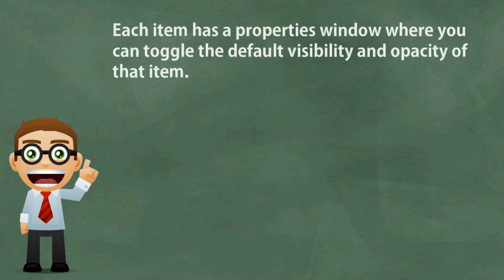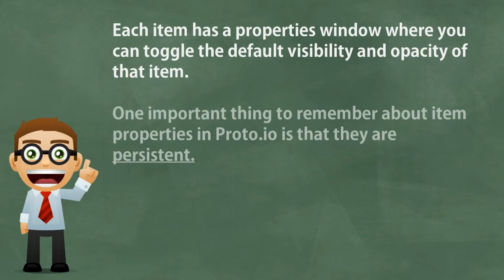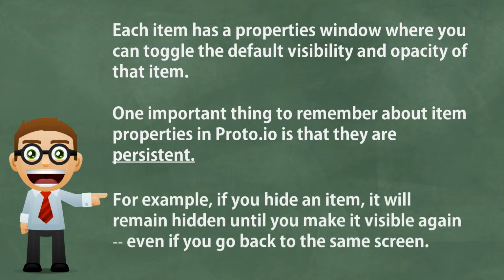It's also worth pointing out that each item has a Properties window where you can toggle the default visibility and opacity of that item. One important thing to remember about item properties in Proto.io is that they are persistent. For example, if you hide an item, it will remain hidden until you make it visible again, even if you go back to the same screen.